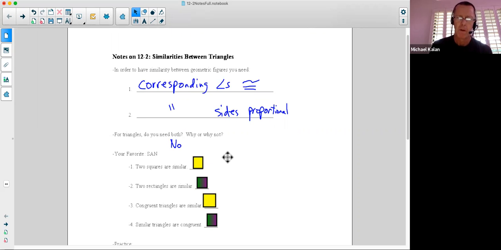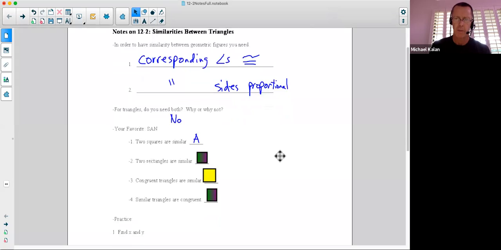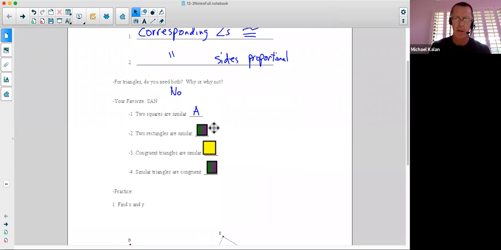Okay, cool. All right, let's do some sands. Two squares are similar. Sometimes, always, or never. Always, yes, obviously, right? They're always going to have 90-degree angles and sides will be in proportion. Okay. Two rectangles are similar. Sometimes, yeah, good. Think about it. They could be same shape, but they could also be not the same shape.